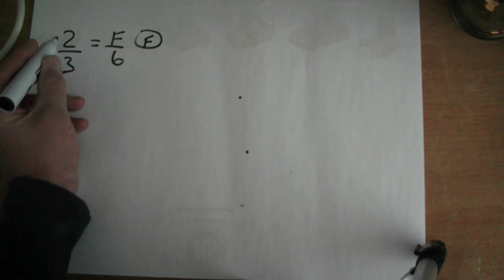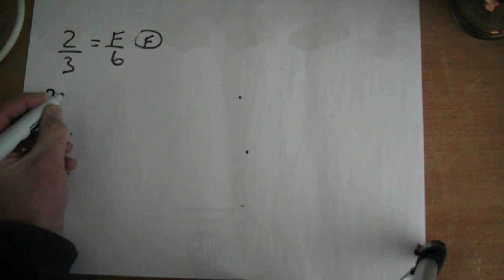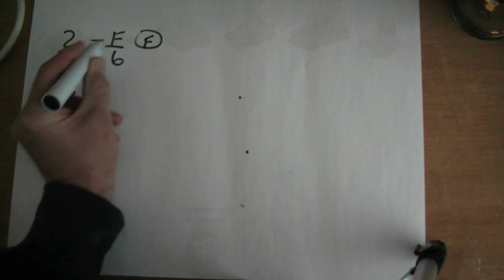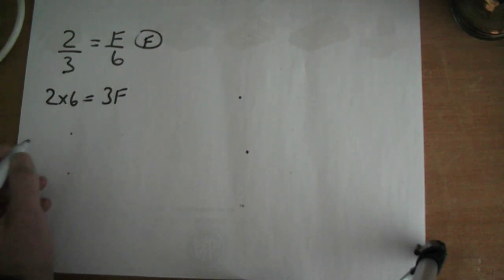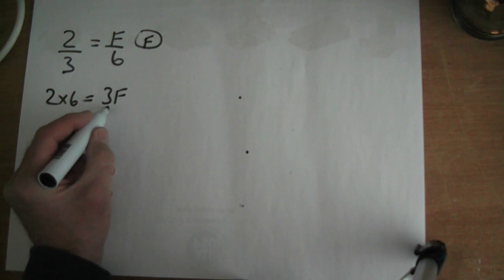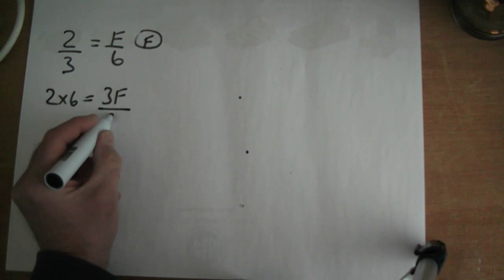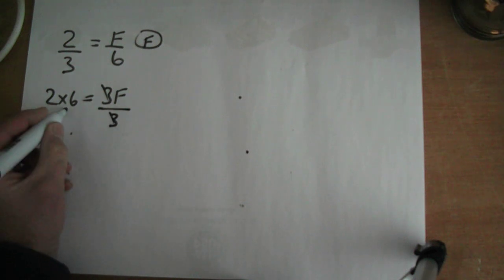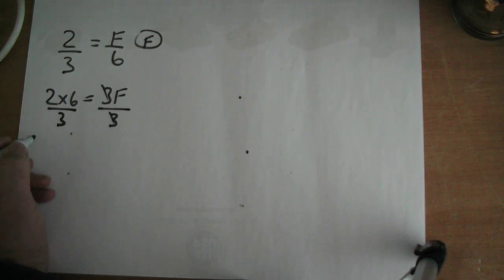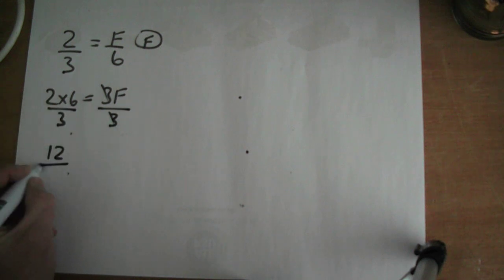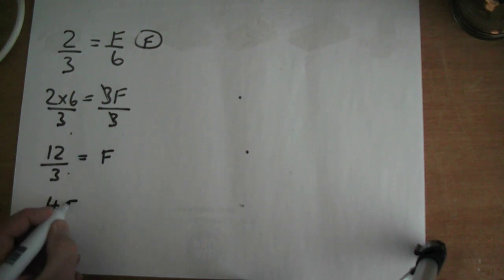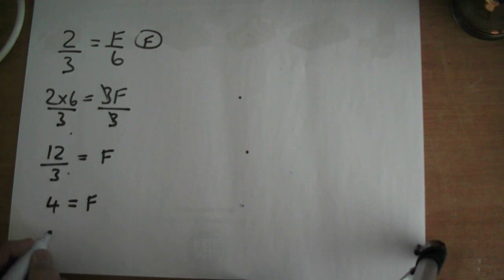So we now need to cross multiply. So I can say 2 times 6 equals 3 times F, or 3F. I'm going to get F on its own, so I have to divide this side by 3, and they cancel out. So I have to divide this side by 3. We know that 2 times 6 is 12, so 12 divided by 3 equals F. 12 divided by 3 equals 4. So 4 equals F, or you can say F equals 4. In maths it doesn't really matter which way around they are.